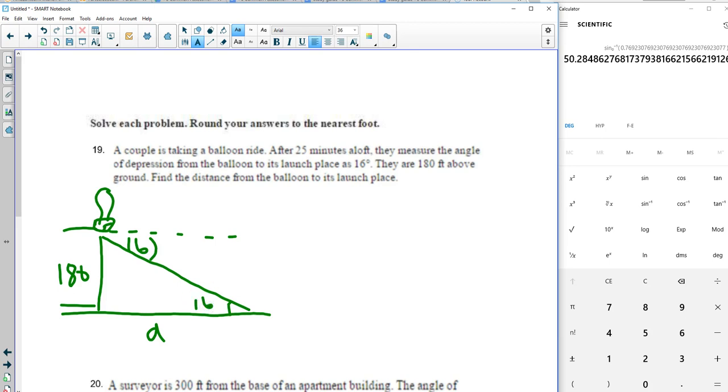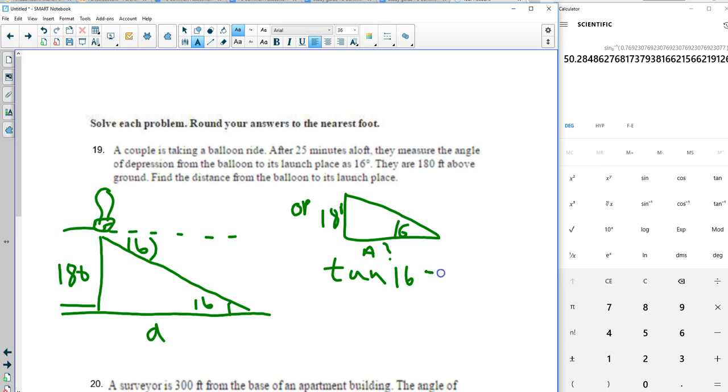So that makes our triangle. So our triangle is 16 degrees, 180. So this is the side we're looking for. So we have to use tangent because this is opposite of 16. This is adjacent of 16, so we have to use tangent.